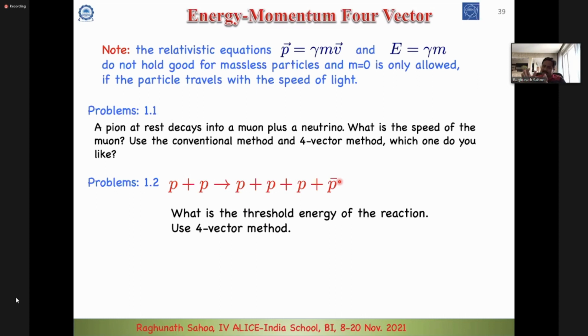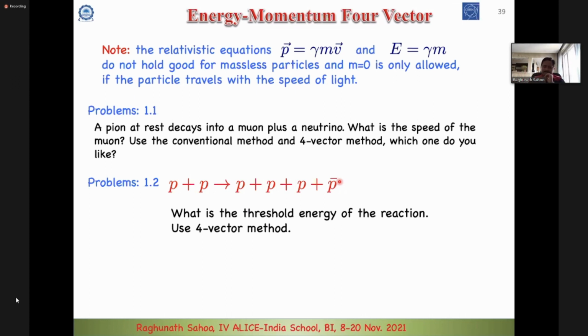So I have a dedicated discussion in the next class on how to calculate threshold energy, because that is very much important for all of us. So how you employ this 4-vector method to calculate threshold energy. I will give you a recipe. If you follow the recipe, you can calculate anything using 4-vector. So you don't have to worry at all. So next class, be tuned.